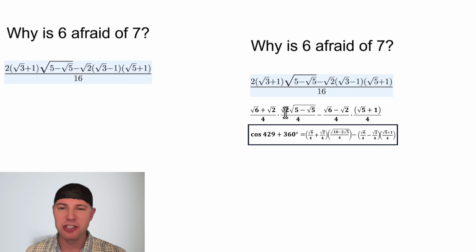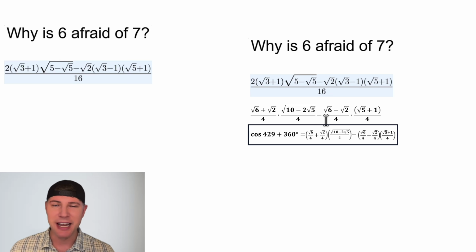Next, we can distribute this square root of 2 into both of these. Since this is already under a square root, we're basically going to multiply each of these by 2. 5 times 2 is equal to 10, and this one's going to be negative 2 root 5.